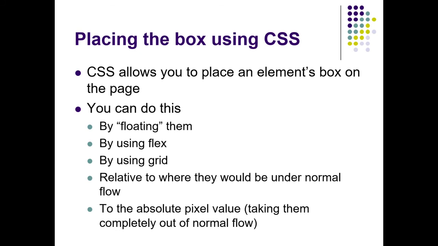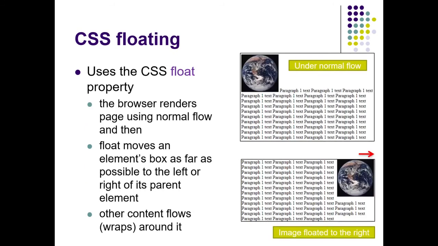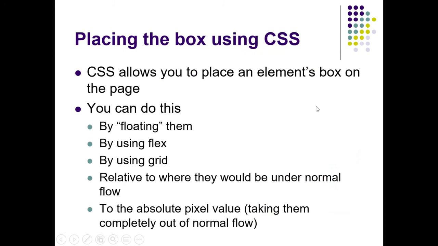Let's look at floating first. So we've got an example here of an image and text. It's a typical example of what you might want to do on a page: align that image and text next to each other, on the same line, if you will, on the page. In normal flow, without any CSS, with the image first, it'll appear first, followed by the paragraph text below it, like so.